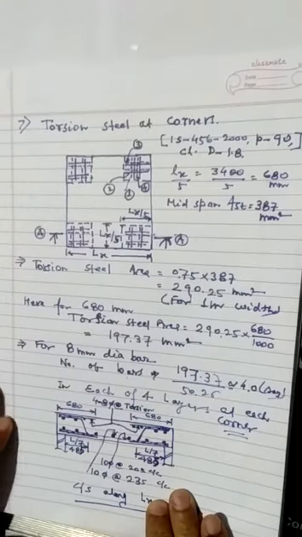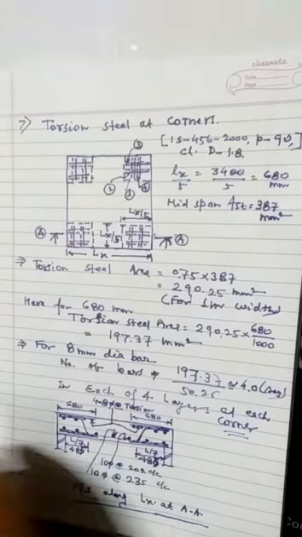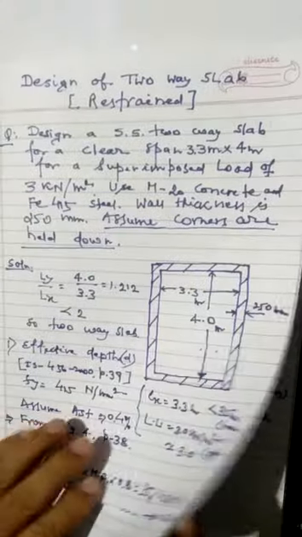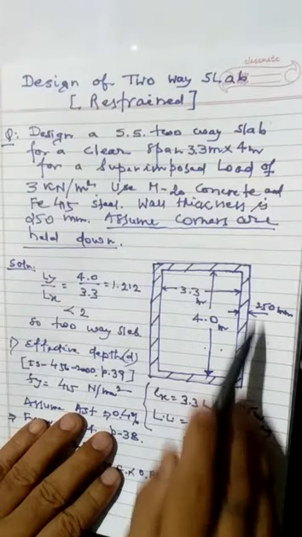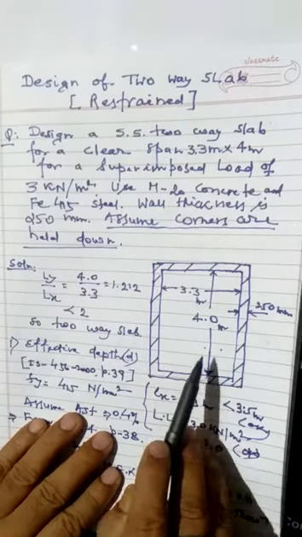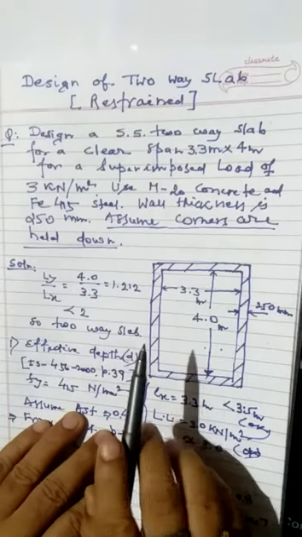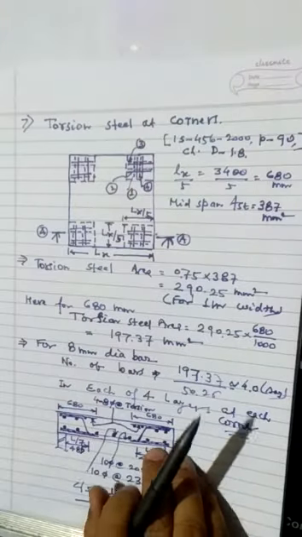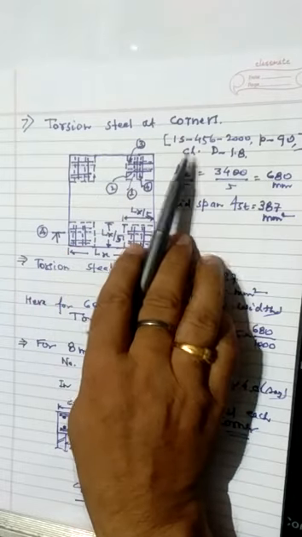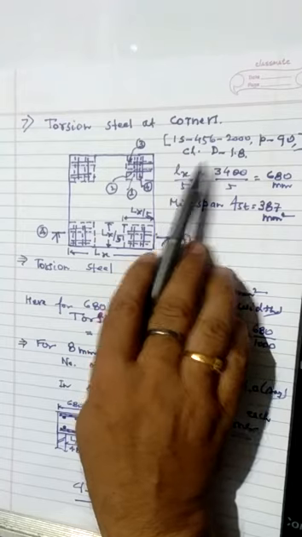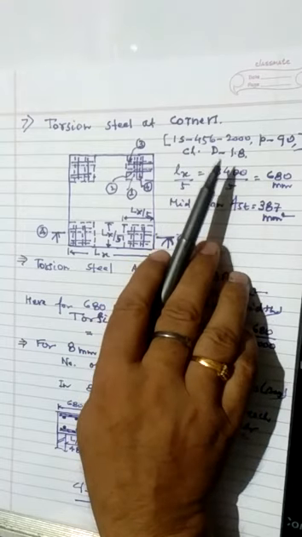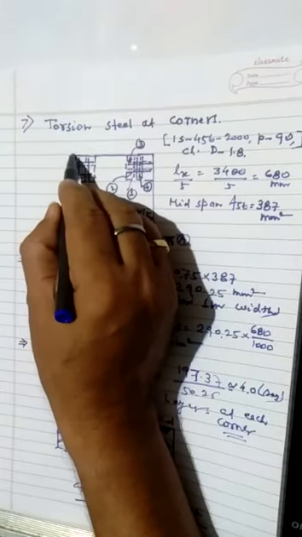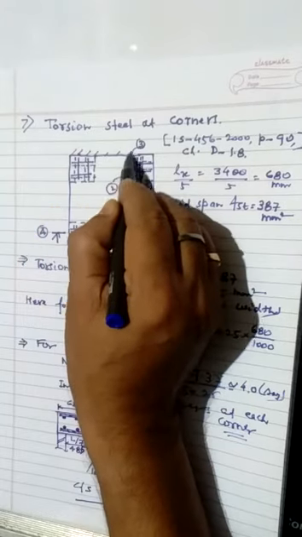Now the most important step here is the design of torsion steel at corners, and the problem says that the corners are held down. We have already seen the problem. Assume the corners are held down, that is, as this is a simply supported slab, the slab is resting on the wall, but it is not a simple ordinary case. Here the corners are not allowed to lift, and for this purpose we have to provide extra steel at corners. That is, torsion steel at corners is according to IS-456-2000 page number 90 and clause number D-1.8. According to this clause, we have to provide the torsion steel at every corner where both the adjacent edges of the slab are discontinuous.